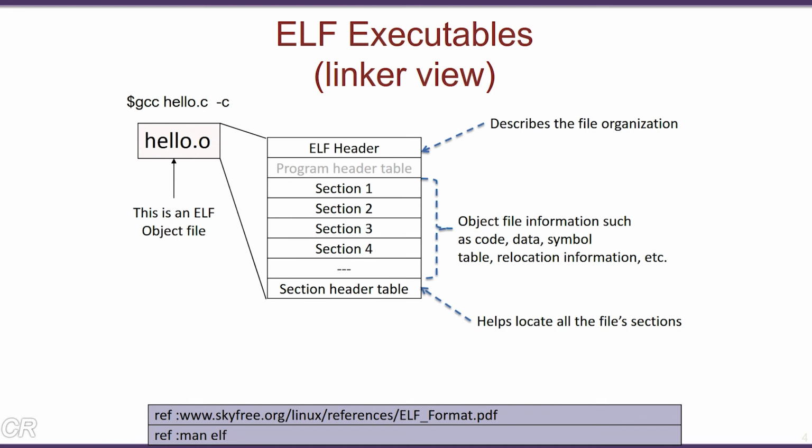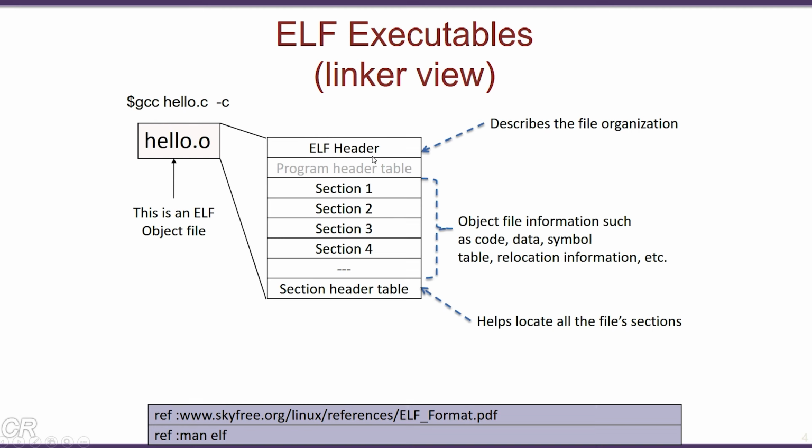So, there are two views for the ELF format. One is the linker view and the other one is the executable view. The linker view is applicable for object files while executables have the executable view. So, let us start with the linker view. An object file for hello.c can be created by this particular command. You do a gcc hello.c with the -c option, and it creates a hello.o. Now, hello.o is an ELF object file. It has a structure as shown over here.